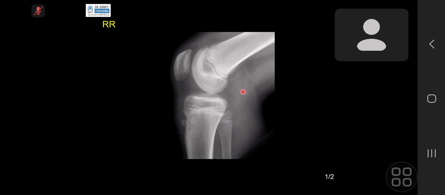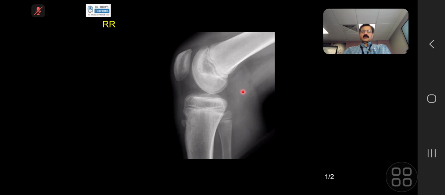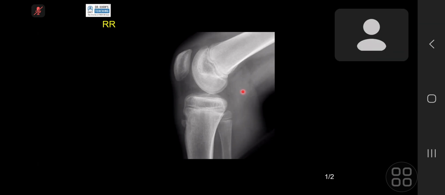Abnormal, sir. And what is the abnormality? So the tibial tuberosity looks a bit avulsed. Can that be a normal variant? Yes, that can be a normal variant also.